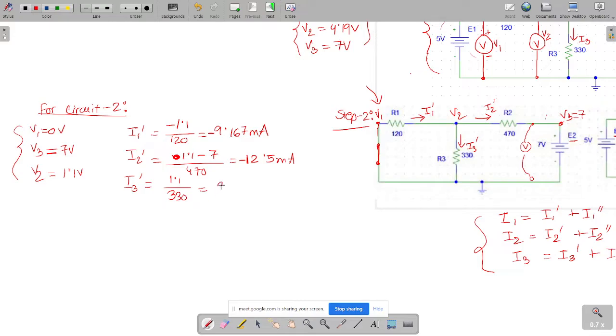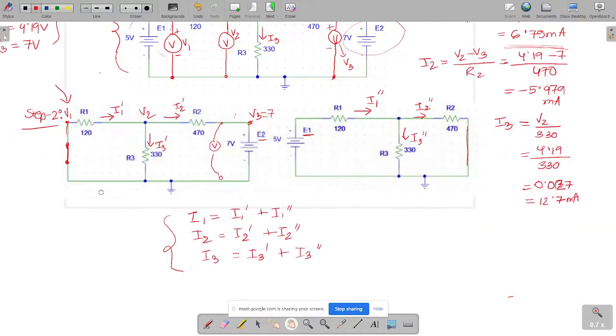It is about 3.33 into 20 minus 3. Okay, so it's about 3.33 milliampere. So for circuit 2, we have easily found out all the branch currents. Okay, now let us move on to circuit 3.